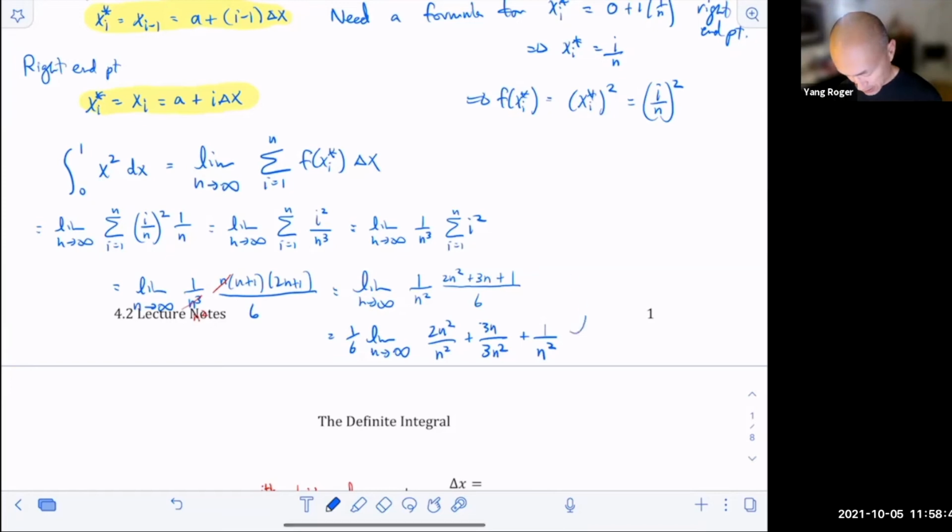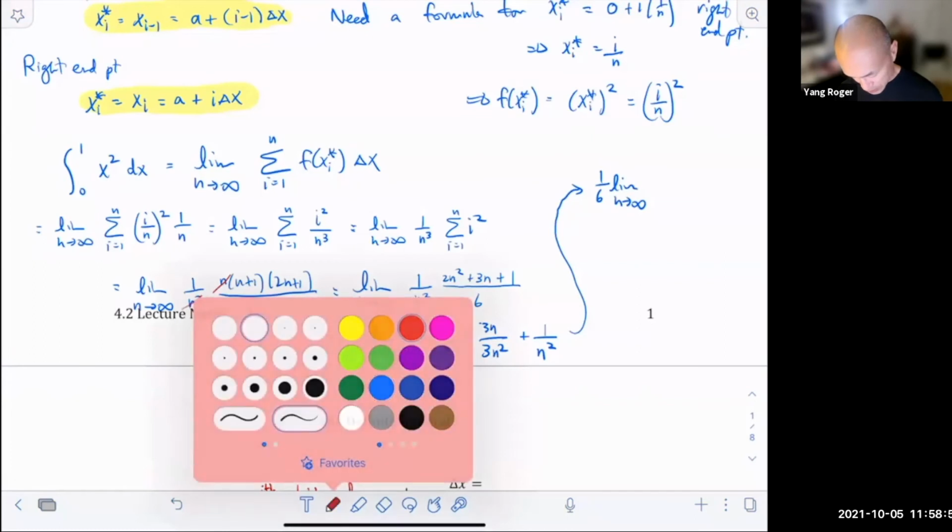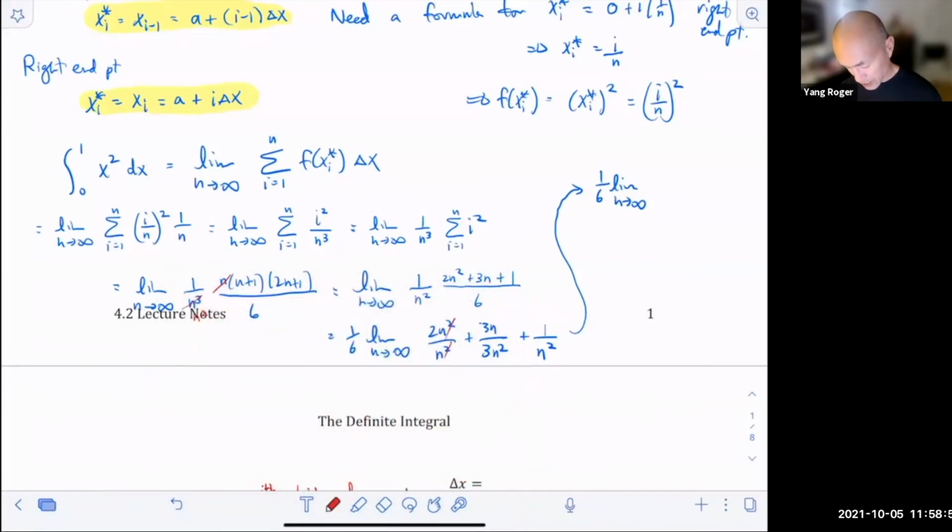Okay, so let's move it up here. So this becomes 1/6, the limit as n goes to infinity. You're going to have the n squared and the n squared cancel each other out, so you're just going to have 2. You're going to have 1 over n. You're going to have 1 over n squared. So at this point, we need to look at these two pieces right here.